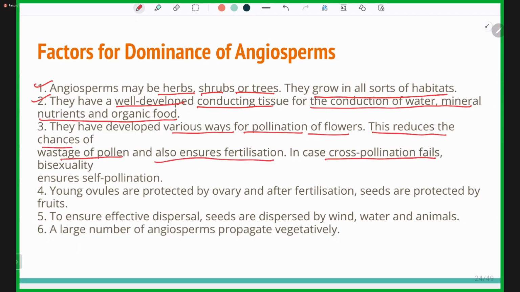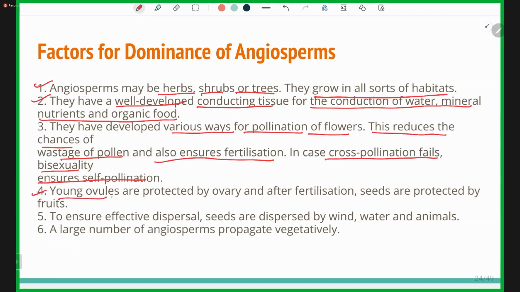In case cross-pollination fails, bisexuality allows self-pollination. The flowers are bisexual or sometimes unisexual. If they are unisexual, then pollination is ensured with the help of wind, water, or animals, and if they are bisexual, then self-pollination occurs, and they ensure that pollination takes place.